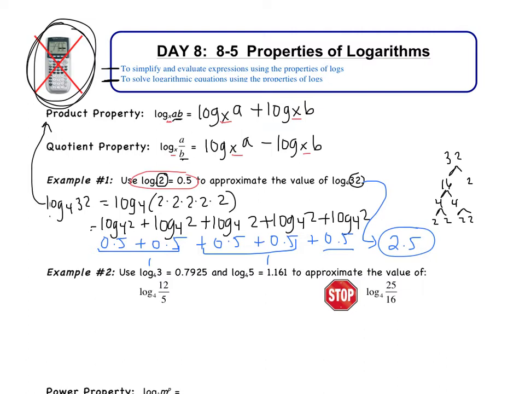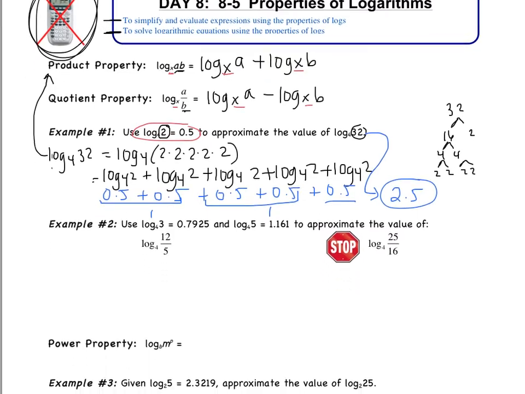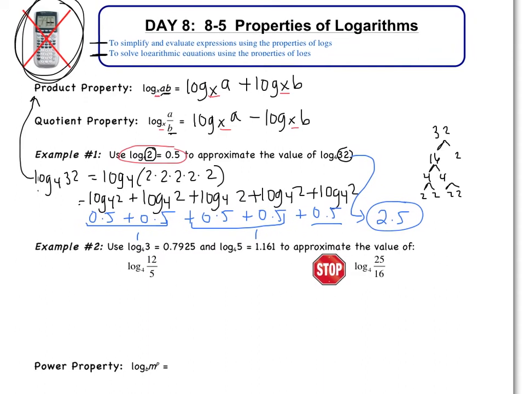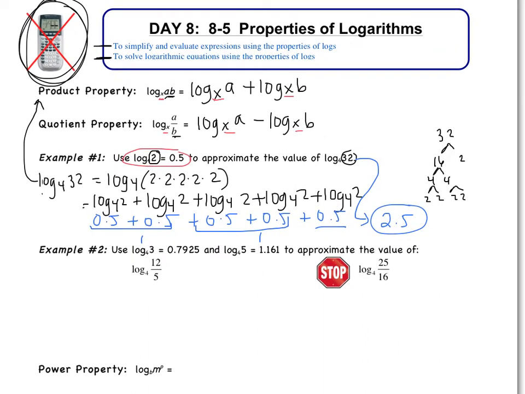Now initially this seems probably a little difficult. A lot of it comes with just intuition. You're going to be given some numbers and you're going to have to break them up. Sometimes you're going to know right away. Sometimes you're going to have to play around with the numbers a little bit. Like example 2, it says log base 4 of 3 is 0.7925. Log base 4 of 5 is 1.161. And we're approximating these two values.